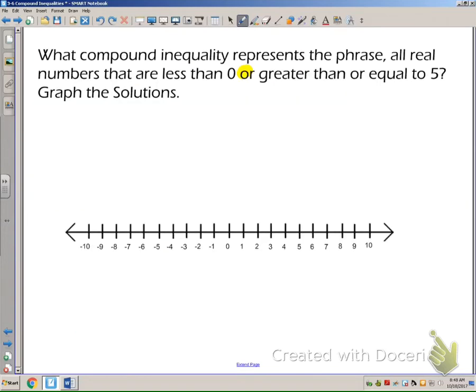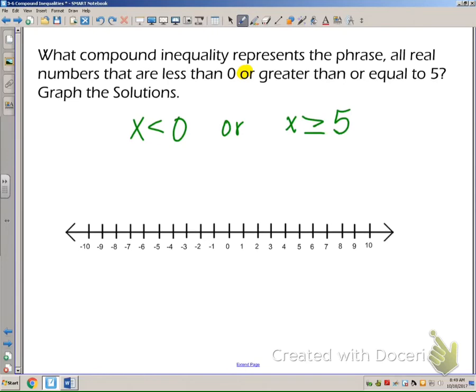What compound inequality represents the phrase all real numbers that are less than 0? So numbers that are less than 0 or numbers that are greater than or equal to 5. So let's plot this on the number line.